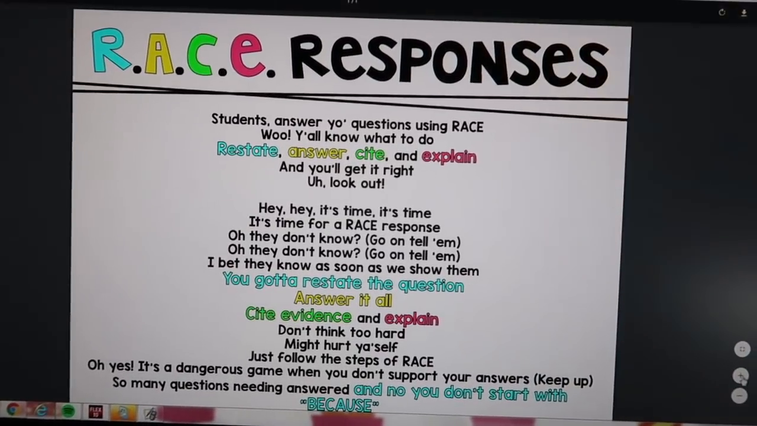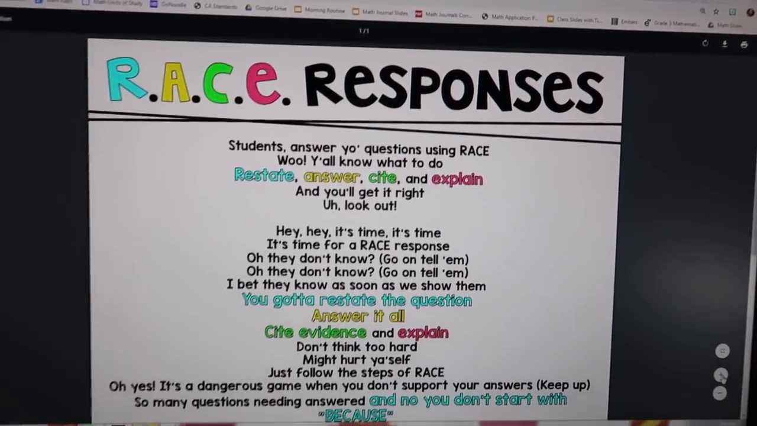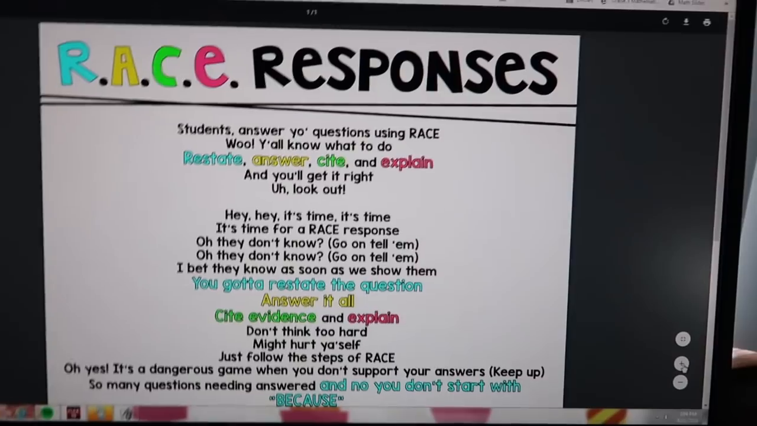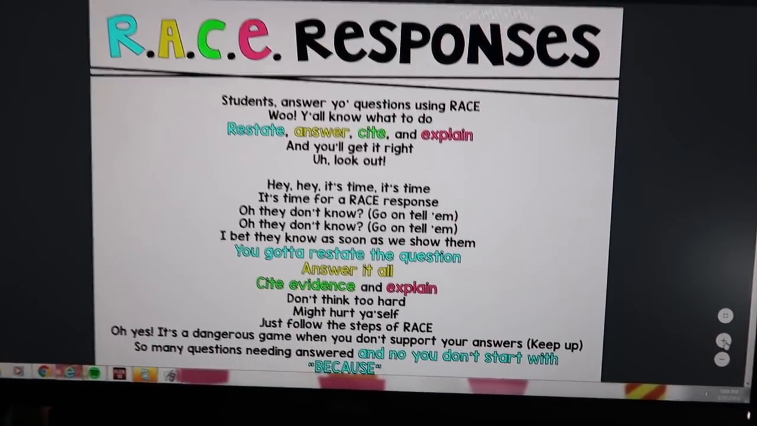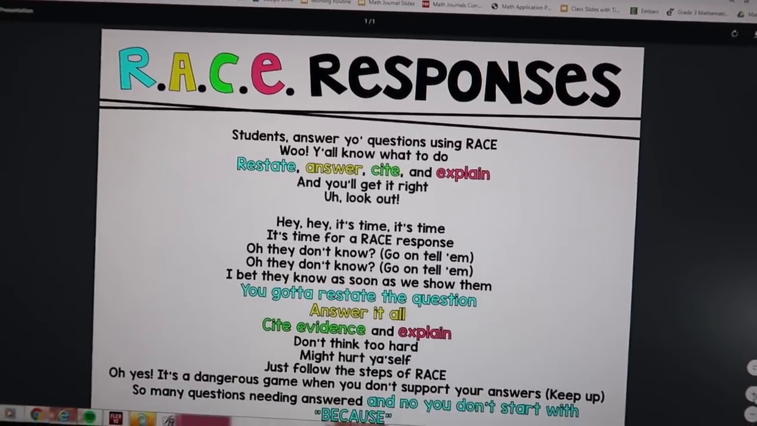So right where that part says players, it should go, students, answer, yo, questions using RACE. Woo, y'all know what to do, and so forth. So it sounds just like the song. Don't judge my singing right there.